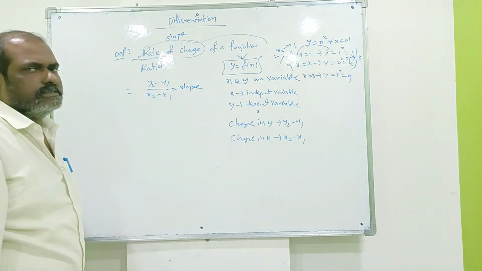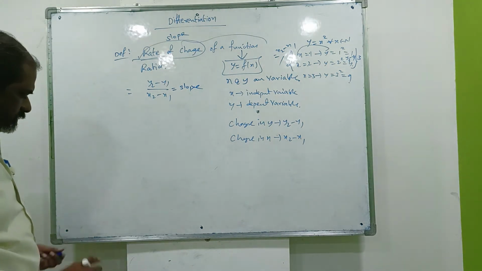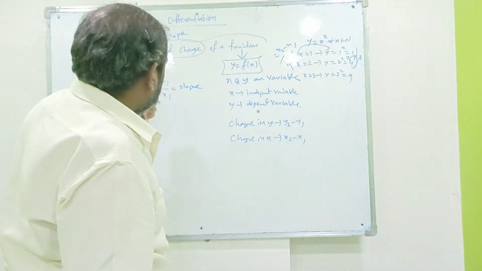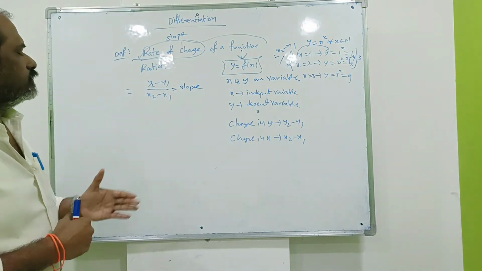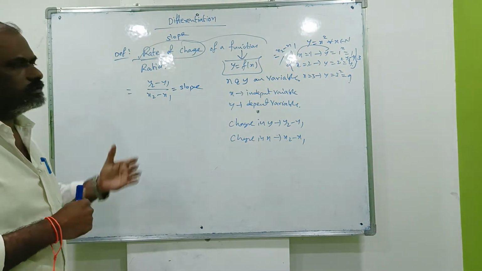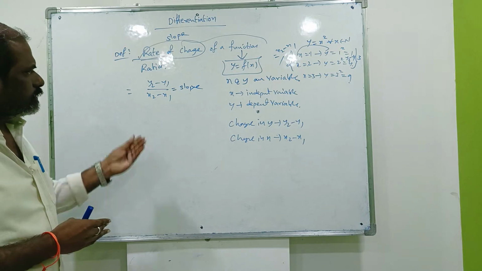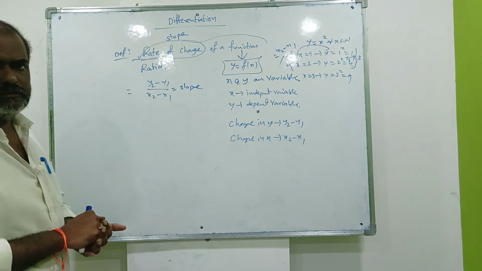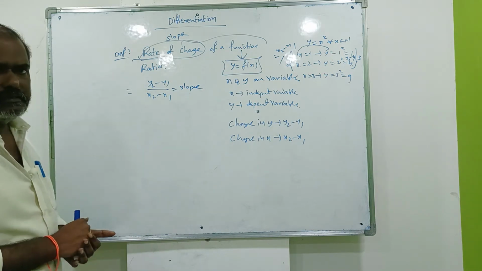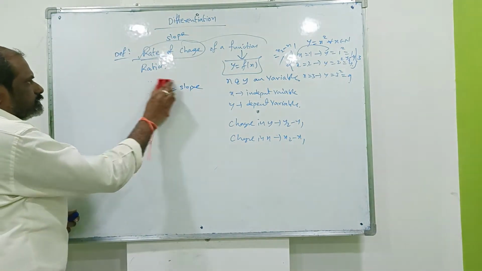So this is not a new topic. Differentiation is not a new topic. This is a slope, the slope of the function. The slope of the function is called the differentiation of a function. Using the formula y2 minus y1 by x2 minus x1, we can find only constant slopes. We have constant slopes and variable slopes, but we cannot find variable slopes using this formula. By using differentiation we can find the variable slope. How to find the variable slope, we discuss here.